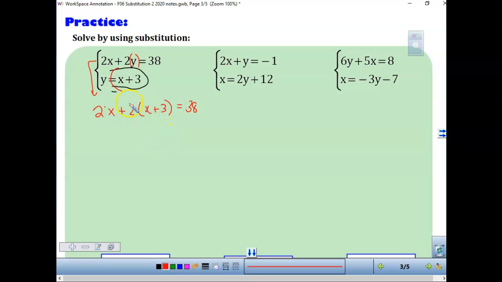Once I have done that, I'm going to be looking at distributing. If I am distributing, Brady, could you tell me what I'm going to get when I distribute? 2x times 6. 2x plus 6 equals my 38. I have to get the x's alone. So how do I get rid of 6, Brad? Minus 6. Josh, once we have minus 6 from both sides of the equation, 38 minus 6 leaves me with 32. Equaling how many x's though, Josh? 4x.